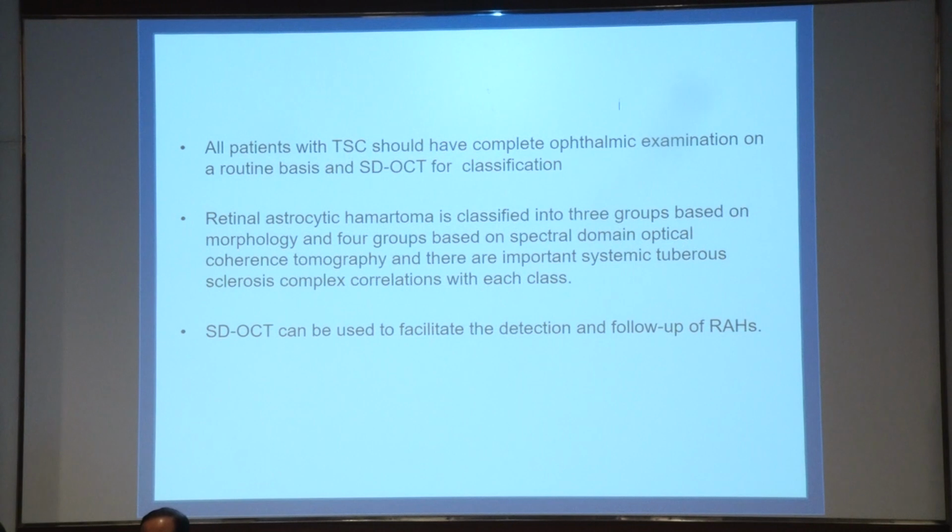The lesions classified as type 2 are commonly associated with cutaneous fibrous plaques. Those classified as type 3 are associated with subependymal hamartomas, and type 4 is associated with pulmonary lymphangiomatosis. So each type has a systemic association. Spectral domain OCT can be used to facilitate the detection and follow-up of retinal astrocytic hamartomas.